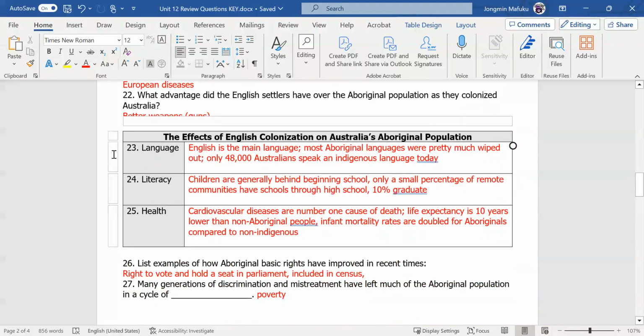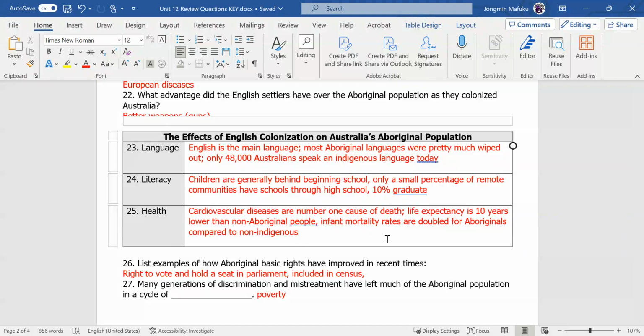Now, next, the effect of English colonization. Now we're talking about the effect on the Aboriginal population. When it comes to language, Australia now mainly speak English. Now you guys, of course, pointed out that how the accent is very similar to the English. That's correct, because that is where it came from. Most Aboriginal language were pretty much wiped out, and only 48,000 Australians today speak an indigenous language.